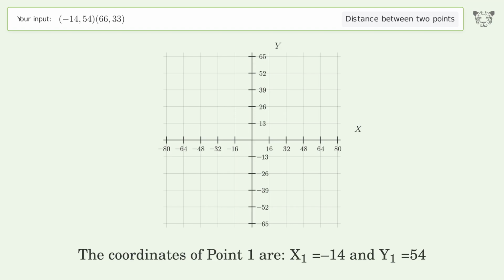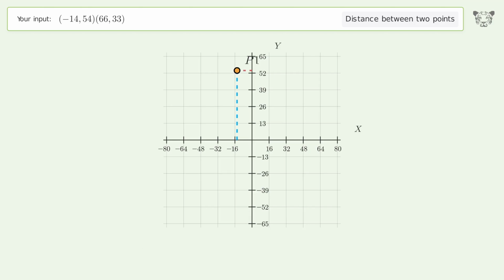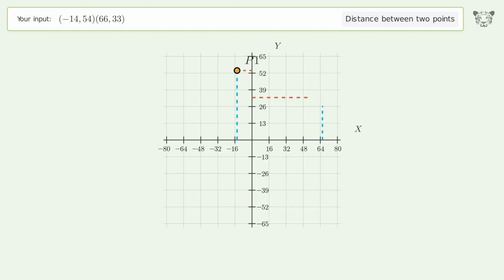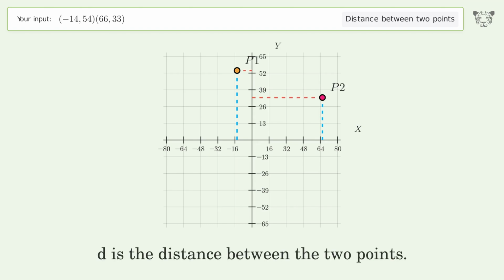The coordinates of point 1 are, x1 equals -14 and y1 equals 54. The coordinates of point 2 are, x2 equals 66 and y2 equals 33. D is the distance between the 2 points.